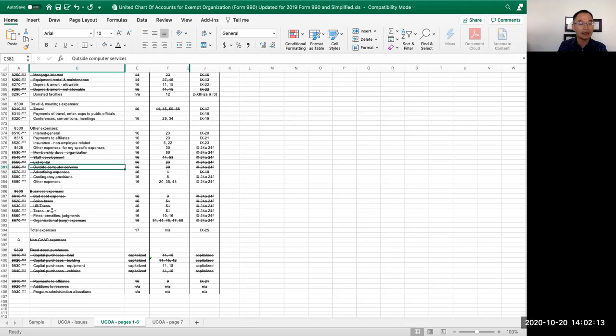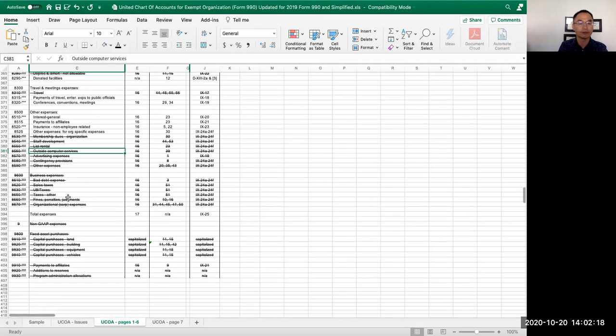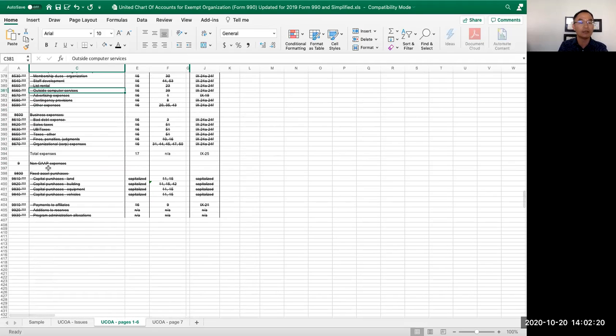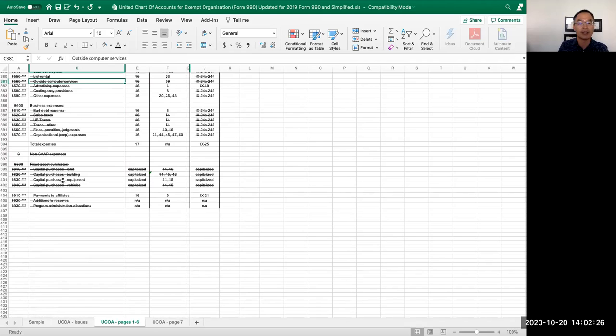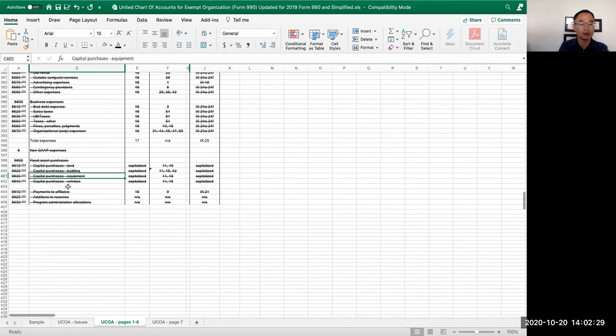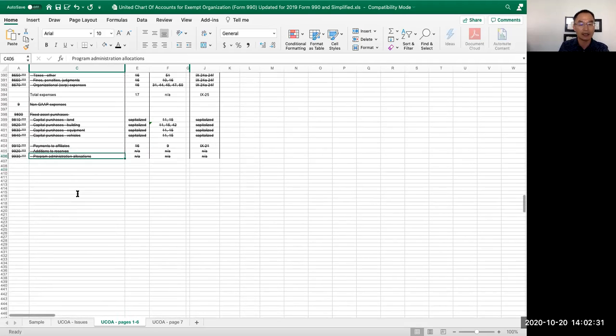So all of these, I think by putting them in there, it's confusing. We don't need that. All of these non-GAAP expenses, if it's non-GAAP, why do we put it in there? We don't need to use that. And capital purchase, well, we just capitalize it. We don't need to use these, okay? So these I cleaned up.